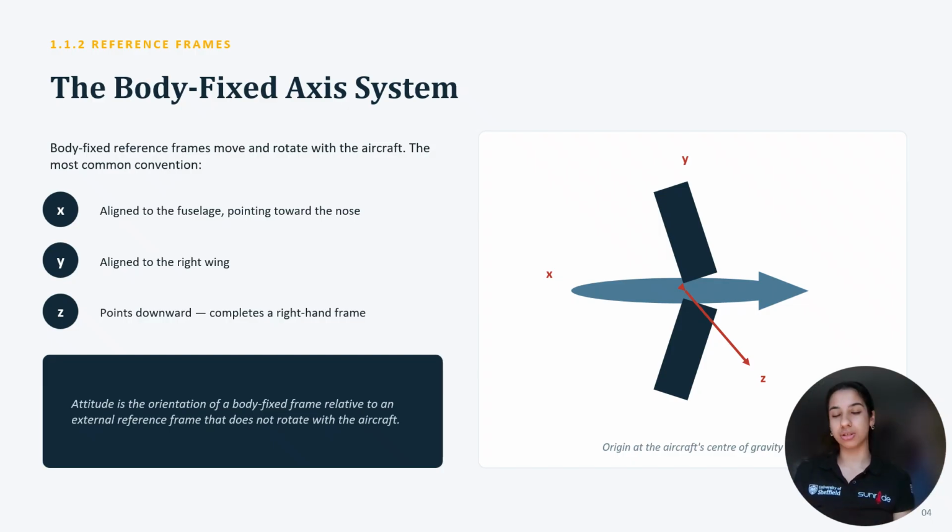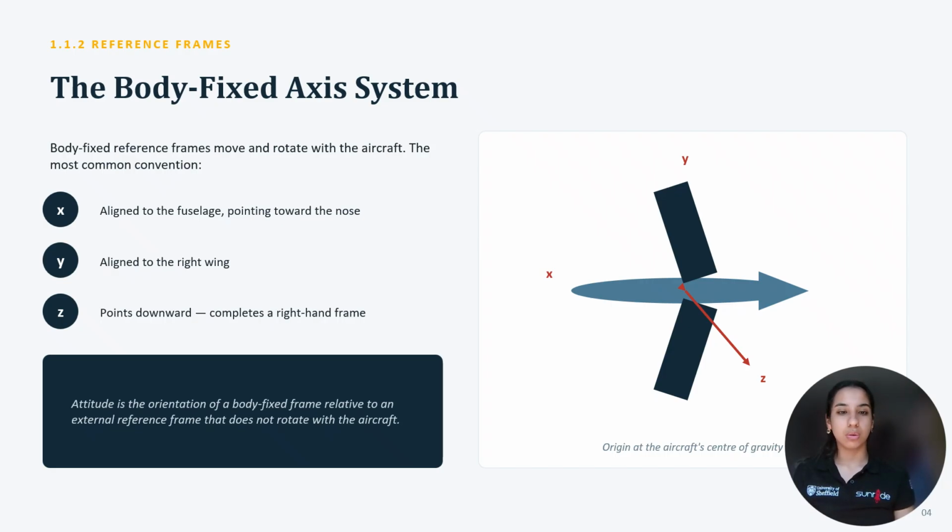Now, because I obviously can't draw a 3D aircraft, I tried my best, and you could just imagine that. The z-axis points downwards, so it completes a right-handed frame, just like 3D graphs. 2D has x and y, 3D has x, y, and z. This is how we think about it, and each axis is perpendicular to the other. So always remember, the x-axis goes along the fuselage pointing to the nose, the y-axis is aligned to the right wing, and the z-axis goes downwards.